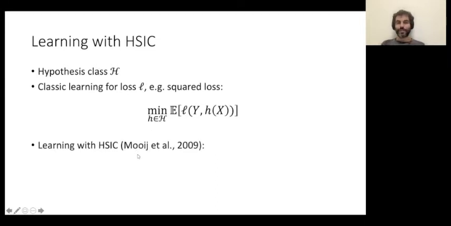When you learn with HSIC, what Mu et al. proposed in 2009, again as a means to learn a causal graph, is the following. You minimize the HSIC, this dependence measure, between X and the residual Y minus H of X. And these are just the RKHS, the kernel spaces which you use. So now you have this dependence measure between your features or samples and the residuals, and you want a model H that creates residuals which are as independent as possible from the input.